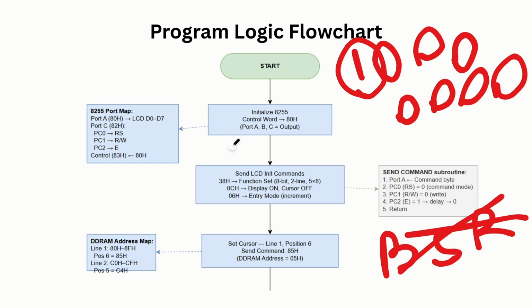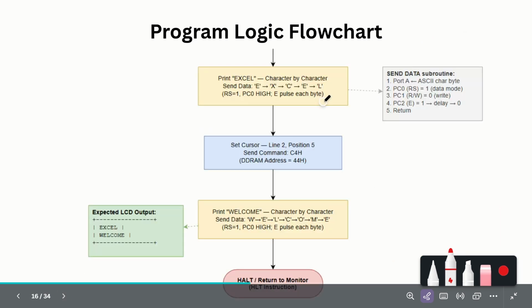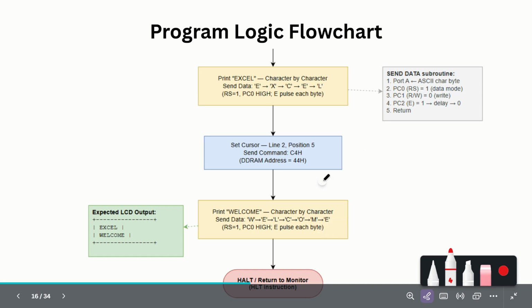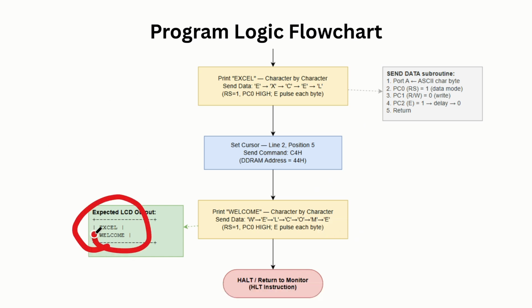After that, the program sends commands using the send command subroutine, and then it sets the cursor at the required position, and then it prints the characters XL, and then it sets the cursor to the second line. And now we have to again change the DDRAM address because we want it to be in the second line and position 5, because XL and welcome are on different lines. Then to print welcome, we write character by character, WELCOME. This is just a sample program to write XL welcome. So this is not what we are actually doing in this experiment, which is about a software clock. This is just to explain the basics of the LCD matrix.